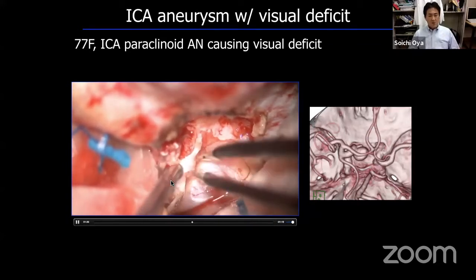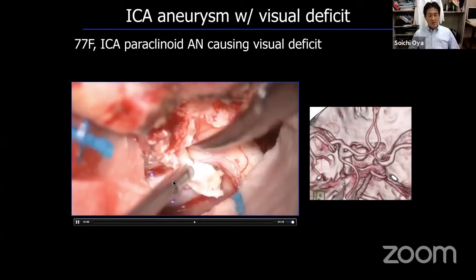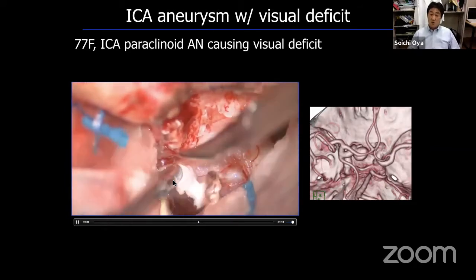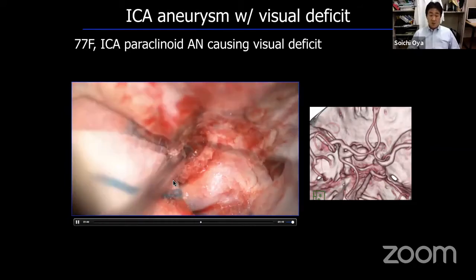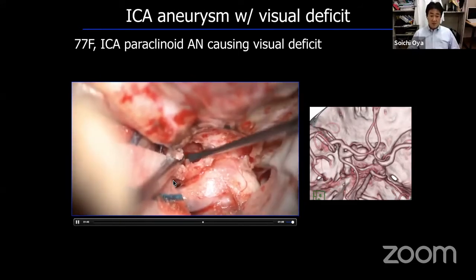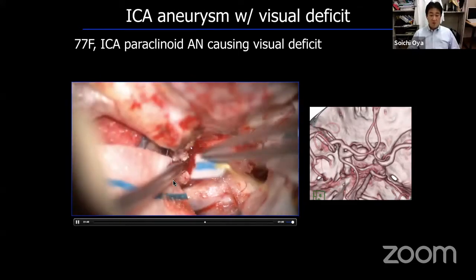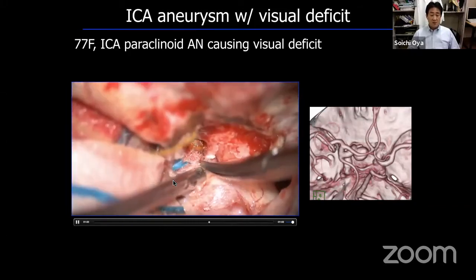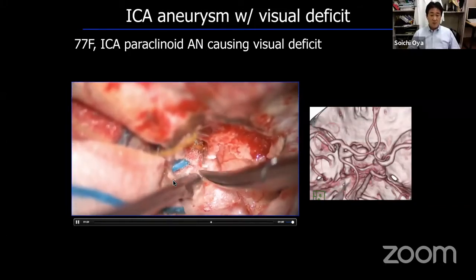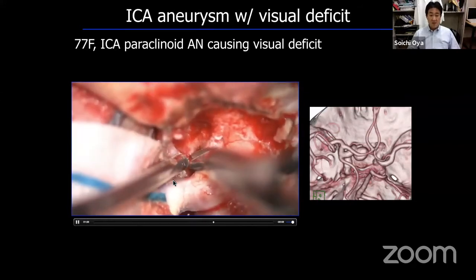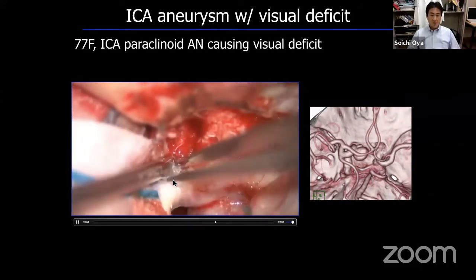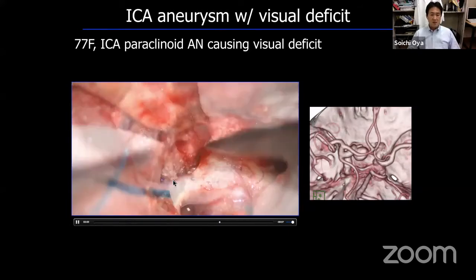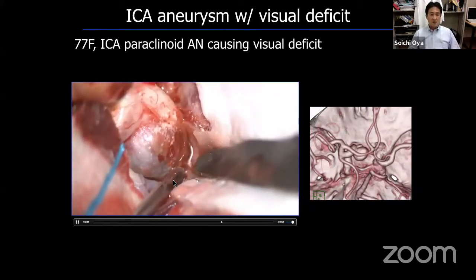And now I'm trying to create a space here and do not hesitate to remove the dura in this portion because in the first place, it's impossible to close the dura in a watertight fashion here. So all you have to do is to repair the opened paranasal sinus. And by removing the dura, you can get a wide space here and everything is clear.